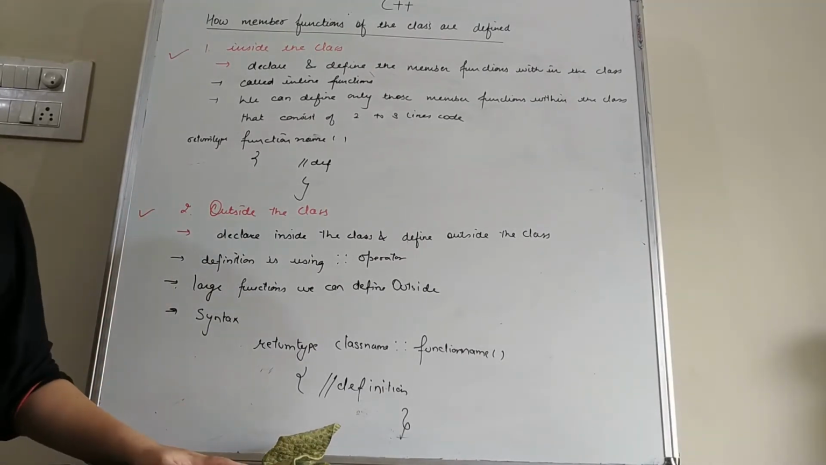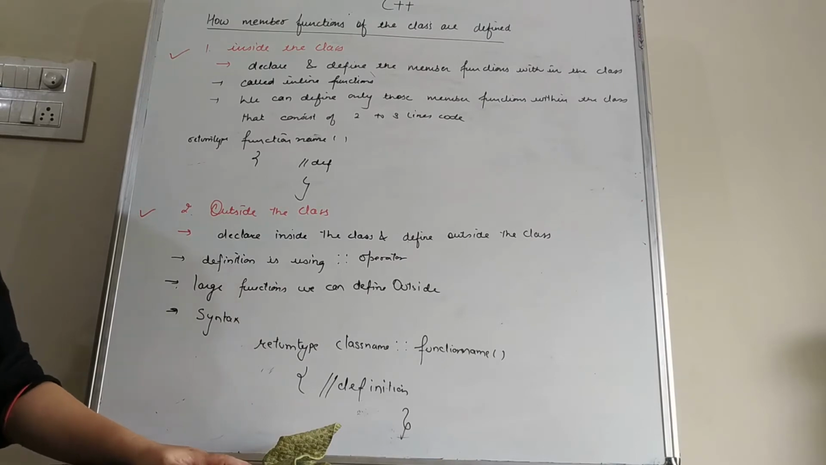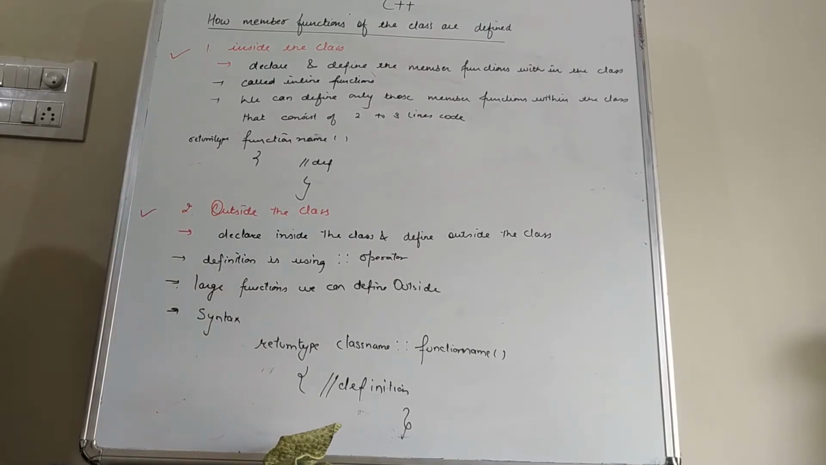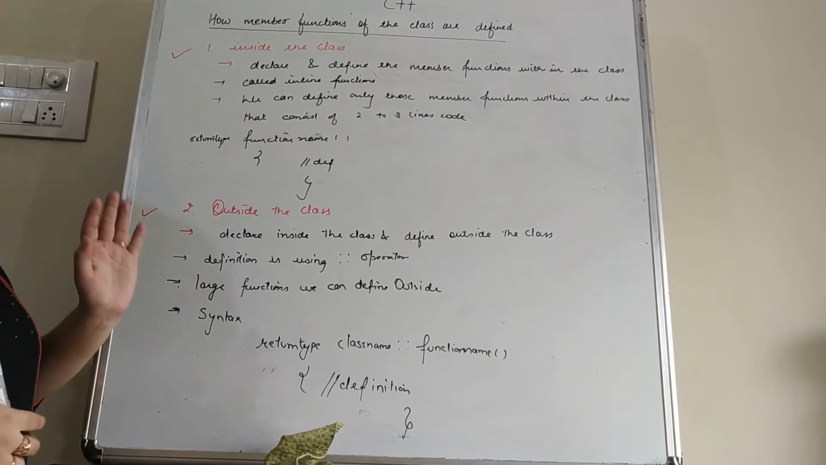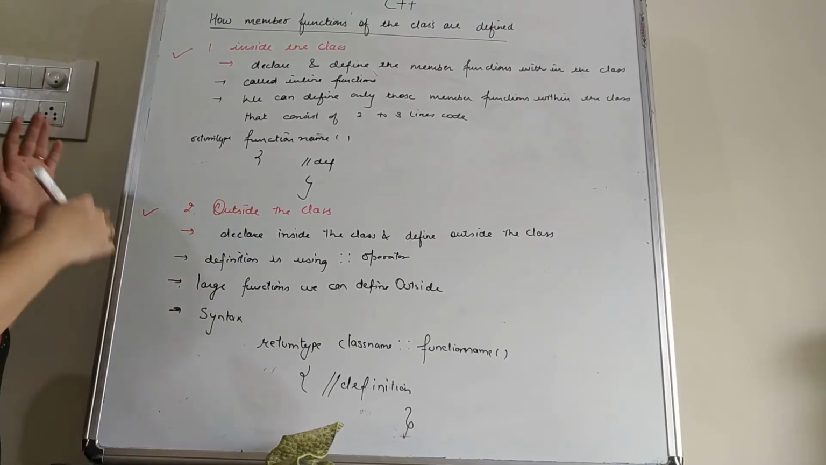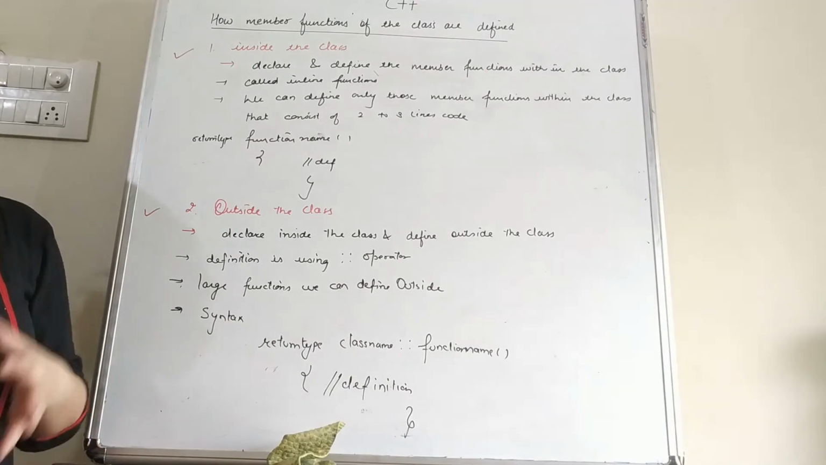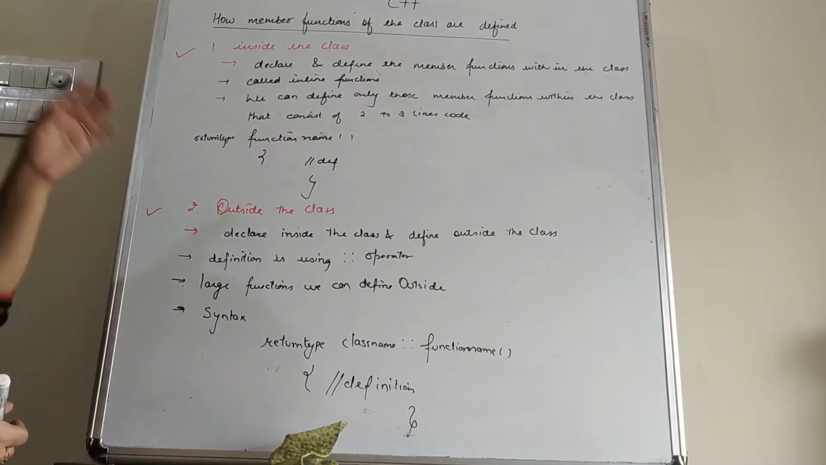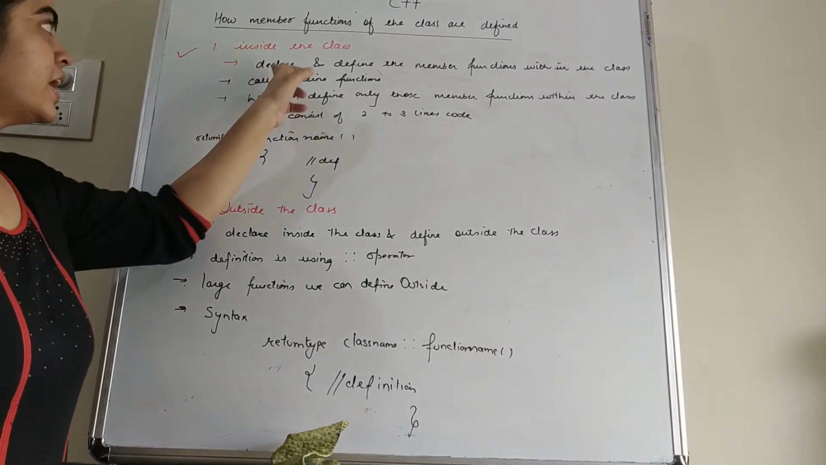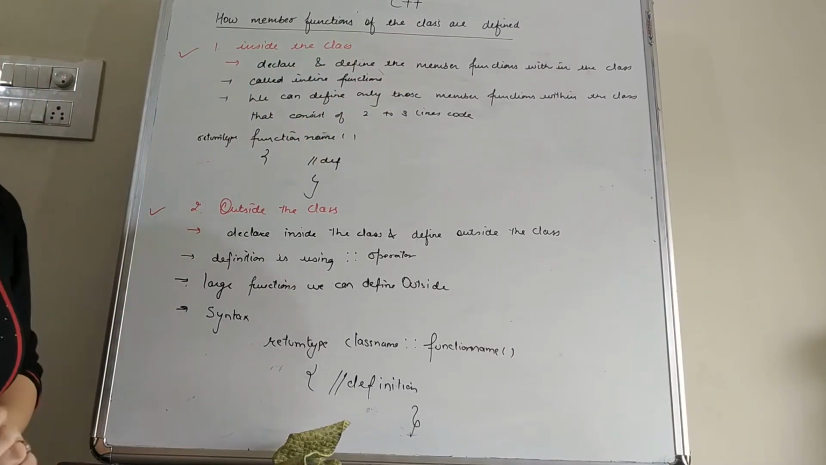That means what we are going to do with those functions that are related to the particular class. So declaration and definition of a member function is a must. Either we can define the member functions inside the class or outside the class. So first is inside the class. Inside the class we can declare and define the member functions within the class.